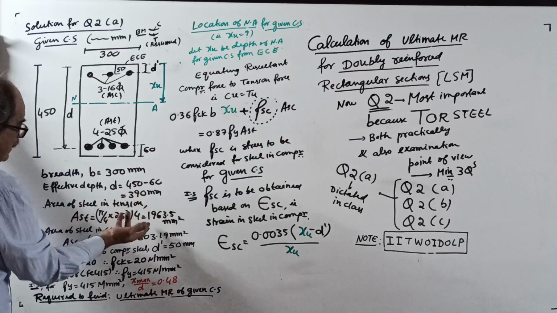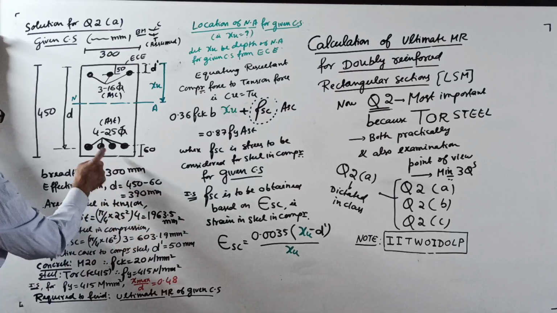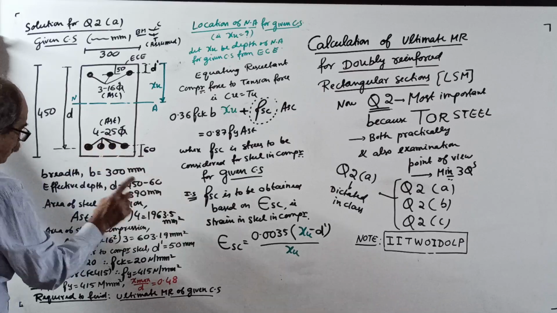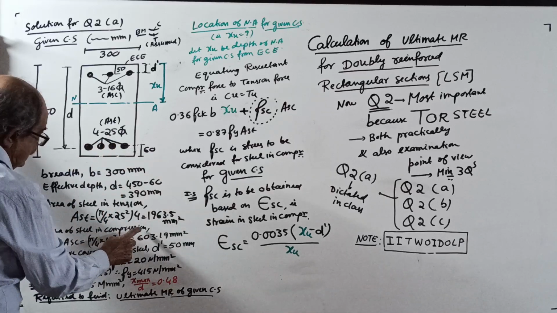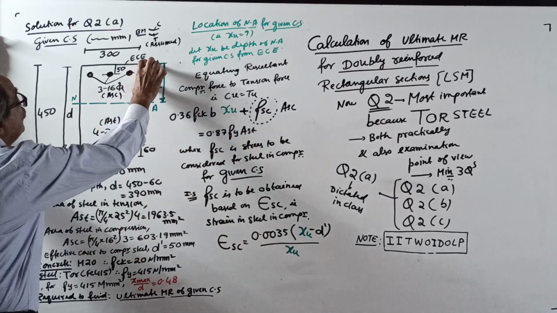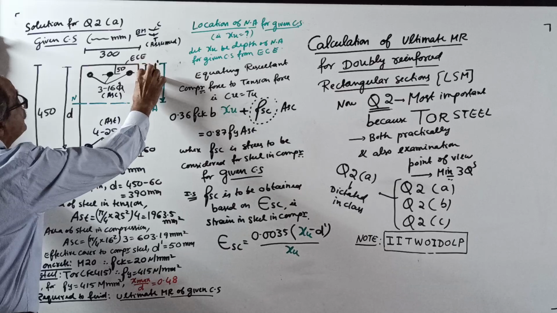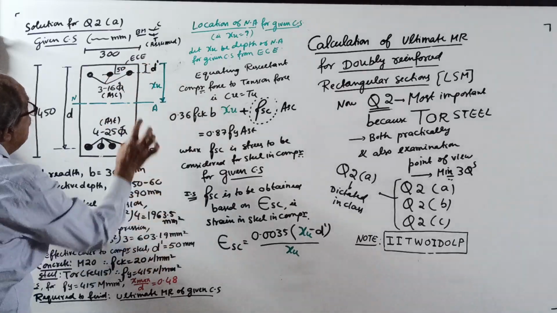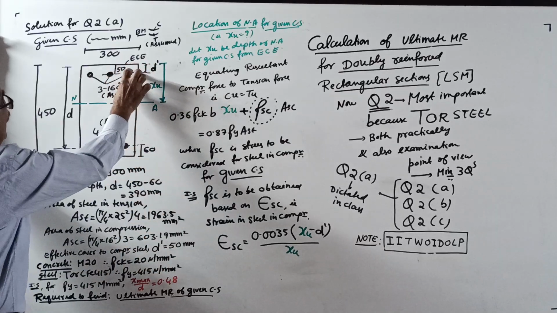Area of steel in tension, I need not waste time: pi by 4, 25 square into 4. Area of steel in compression: pi by 4 of 16 square into 3. Effective cover to the compression steel, from here to the center of the steel, 50, directly given. Now if they give clear cover, add half diameter.